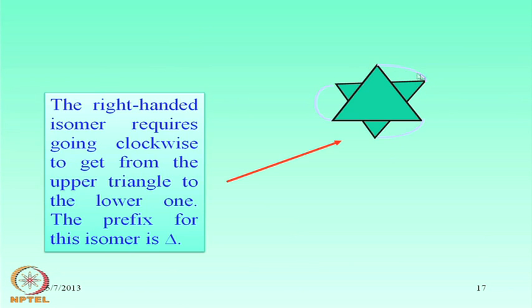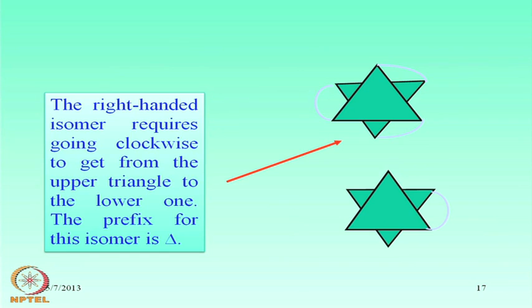Obviously, these two positions are fixed for binding to this particular ethylene diamine molecule, and for doing so we have to move in a clockwise direction. Here to here we can go only through a clockwise direction. Similarly, for the second point we move again from here to here in a clockwise direction, and the third one is also clockwise. So, when the movement is clockwise to get from the upper triangle to the lower one, the prefix for this isomer should be delta. The clockwise movement is designated as the delta isomer.